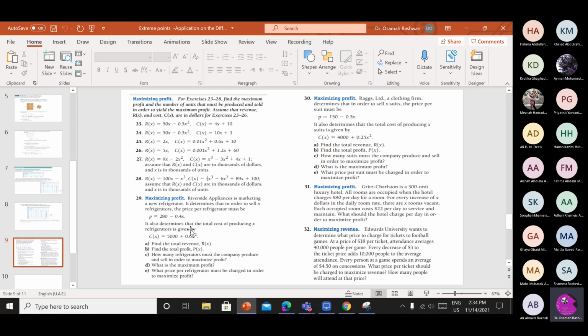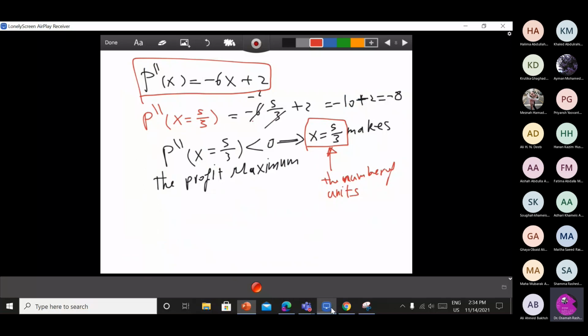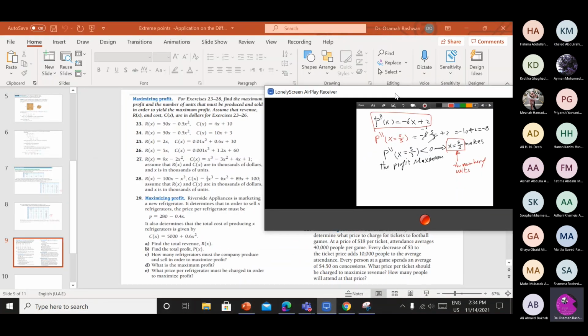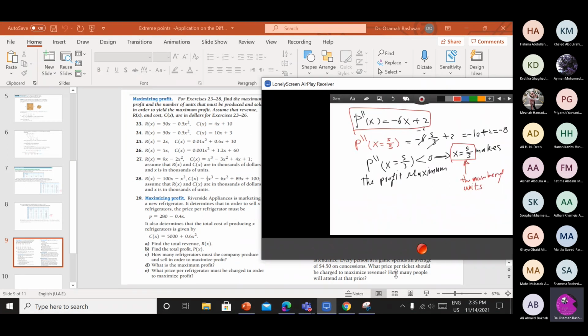It is also determined that the total cost of producing x refrigerators is given by. So what is the total revenue? The total revenue is what? This is the money you collect in the cashier, right? Yes, doctor. So the price times the number of items. You scan it in the cashier to get the money, right? So B here is not the profit. B is the price. Okay. Let's do it together. Okay. Thank you for trying.